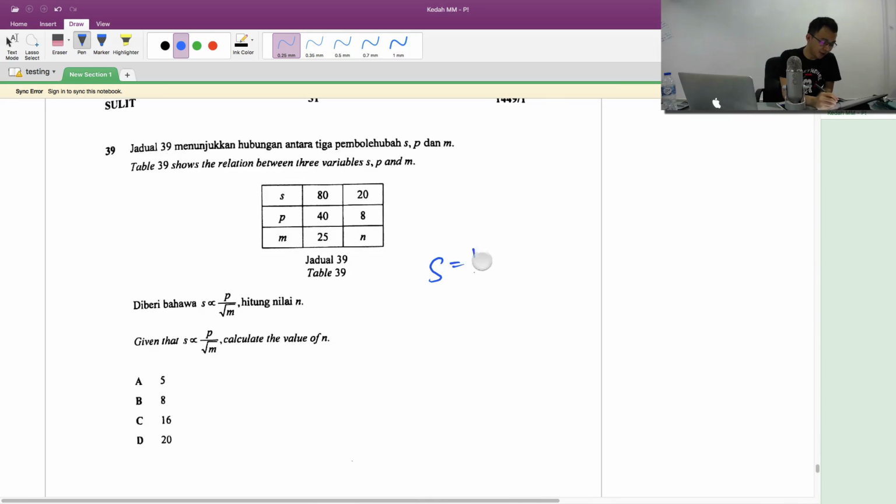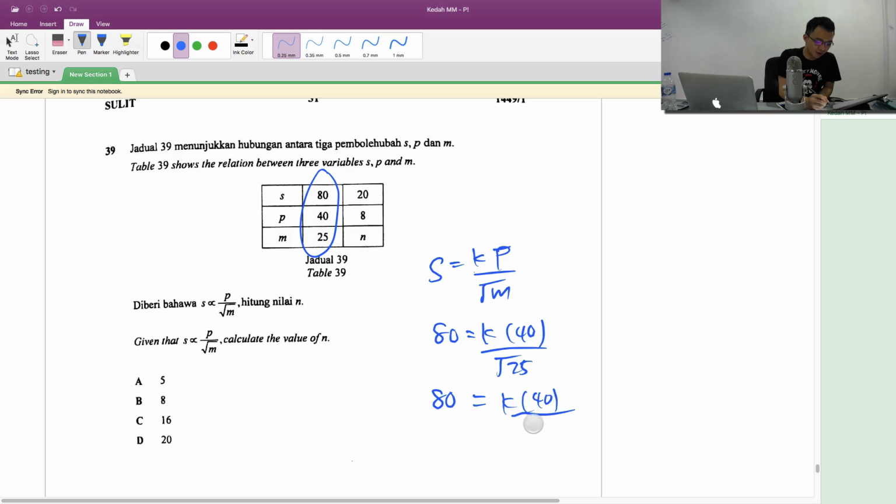This equation always needs a k on the top, so s equals kp over square root m. Then we have one combination, I will substitute in to find k. So s is 80, p is 40, m is 25. So this is 80, square root 25 is equal to 5. So 5 and 40 I simplify is 8. So divide 8, I get 10.